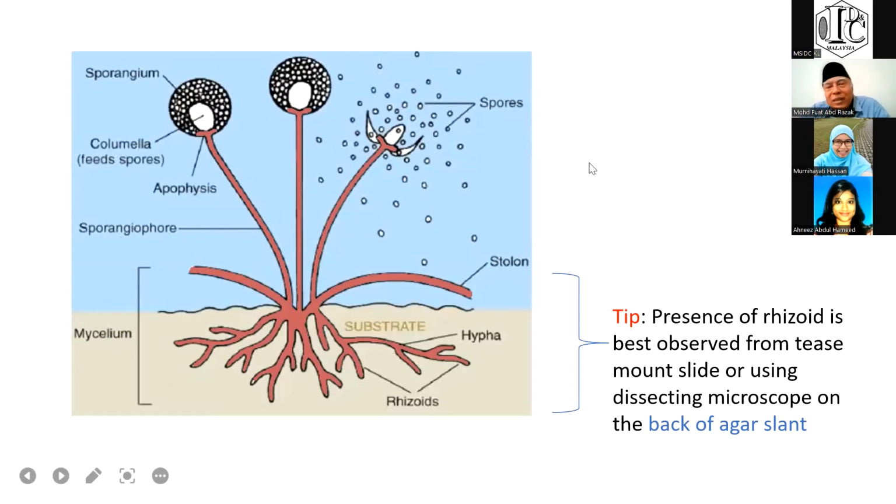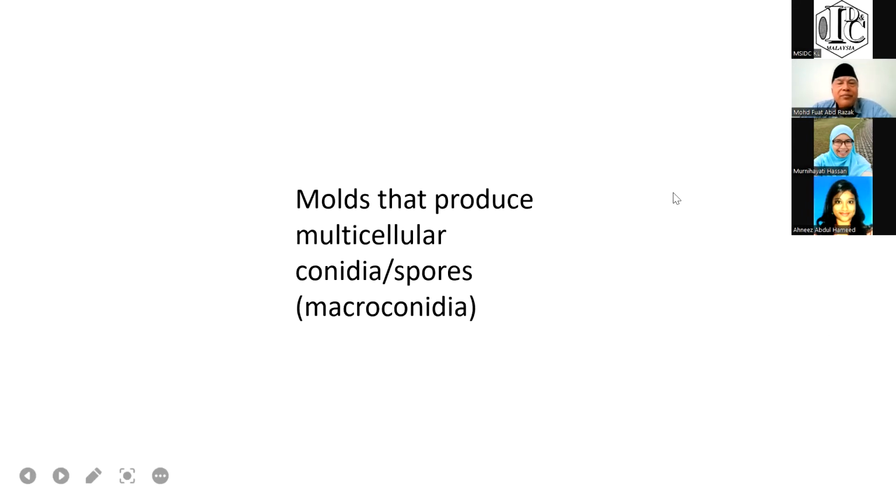Or if you culture the mold in a slant, tube slant, they are not using a plate actually, you can look for the rhizoid using a dissecting microscope on the back of the agar slant. Okay, we move on to molds that produce multicellular conidia, what we call macroconidia.